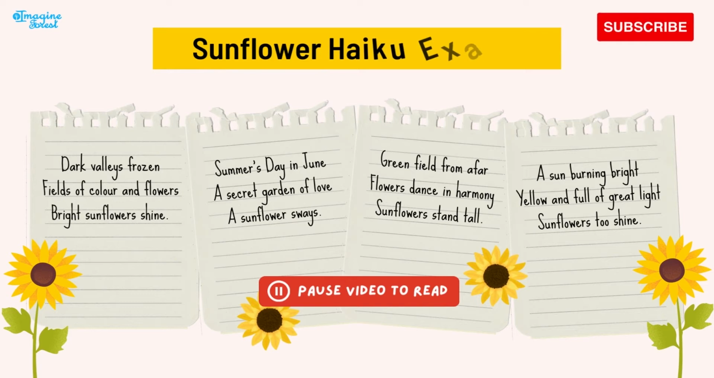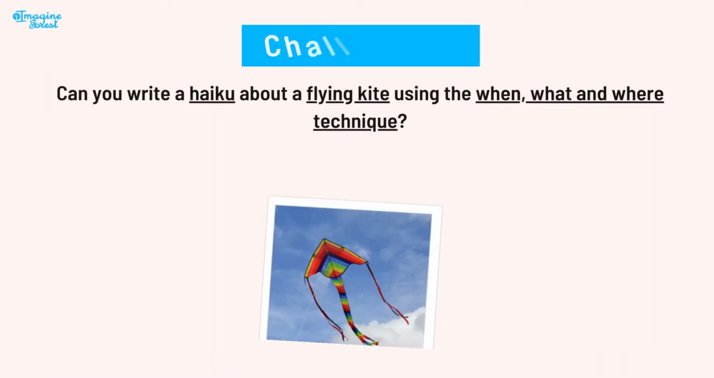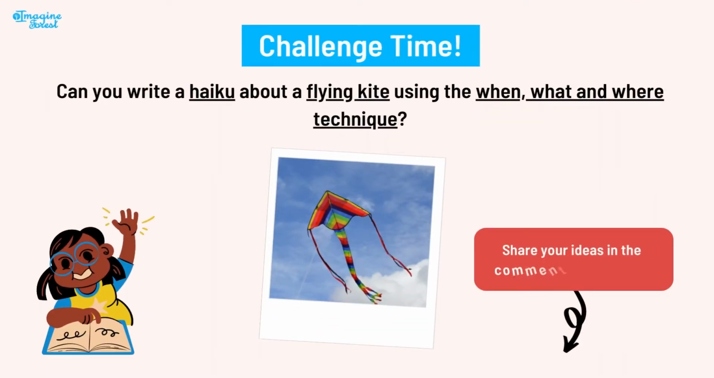Well done! You have now finished writing a haiku poem. Keep practicing with more ideas, and you will be a haiku master in no time. Now it's time for today's lesson challenge. Can you write a haiku about a flying kite, using the when, what, and where technique?